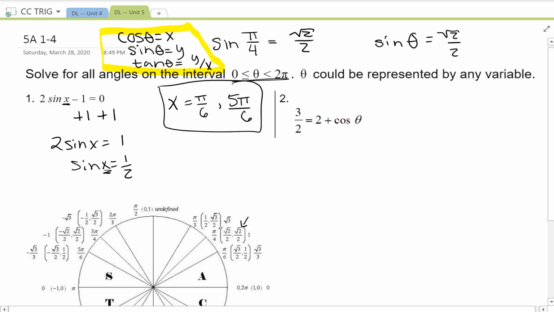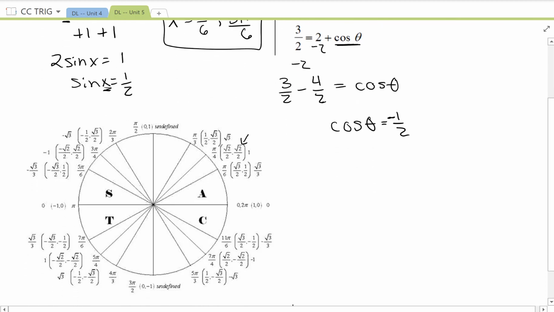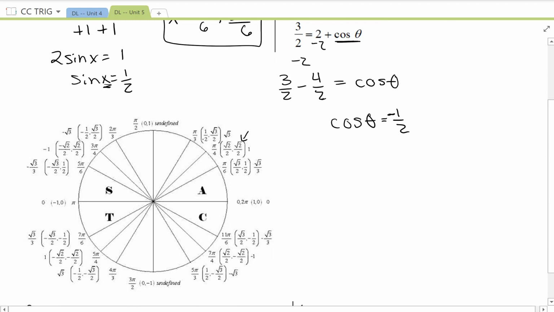Okay, remember to treat your trig function as if it's your variable, your unknown, that you're trying to get by itself. So we're going to subtract 2 on both sides. 3/2 minus 2 is 3/2 minus 4/2, which equals cosine theta. That would be cosine theta equals negative 1/2. So when is cosine equal to negative 1/2? When is the x value equal to negative 1/2?